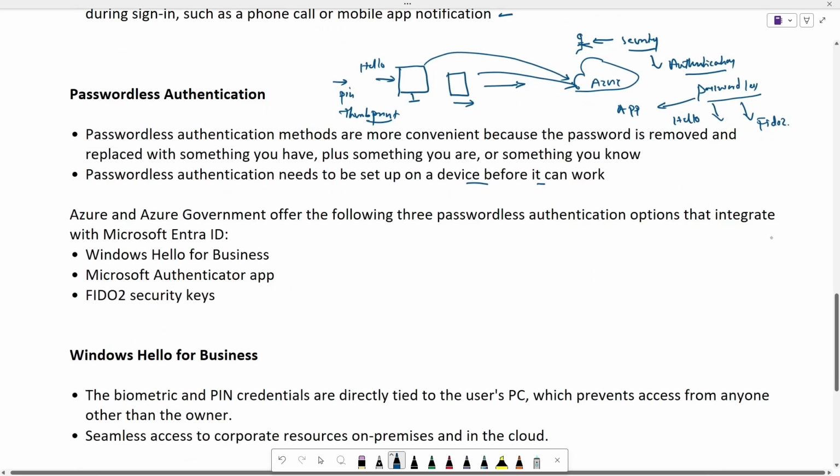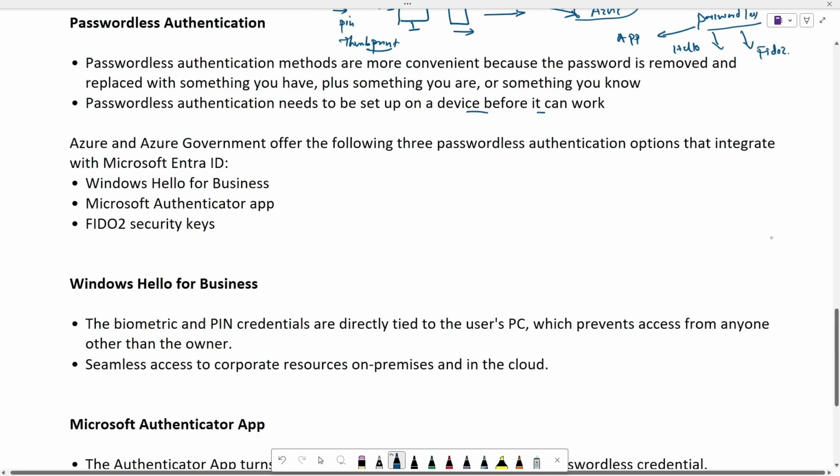Let us see what is Windows Hello for Business. Windows Hello for Business is a biometric or PIN credential for the user to use. So this is available in the laptop. So nowadays, when you have a laptop, it comes with a fingerprint scanner.